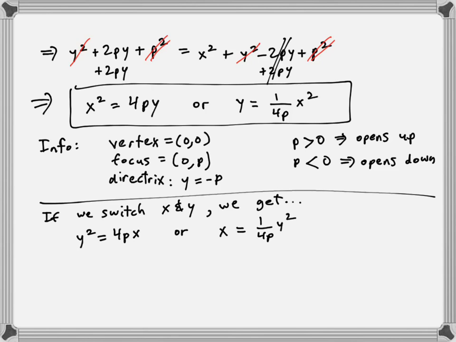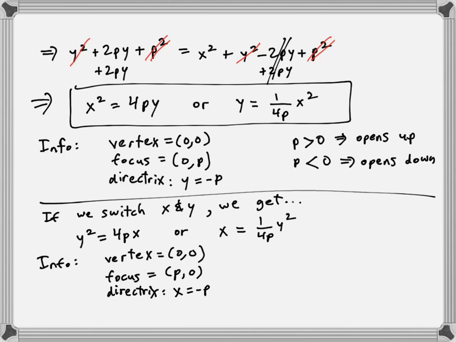What happens here? Well, now the info changes, right? The vertex is still the same. The vertex is 0, 0. But remember, every x and y swap. So now the focus is (p, 0). The directrix is x equals negative p. And if p is positive, then it opens right. If p is negative, then it opens left.